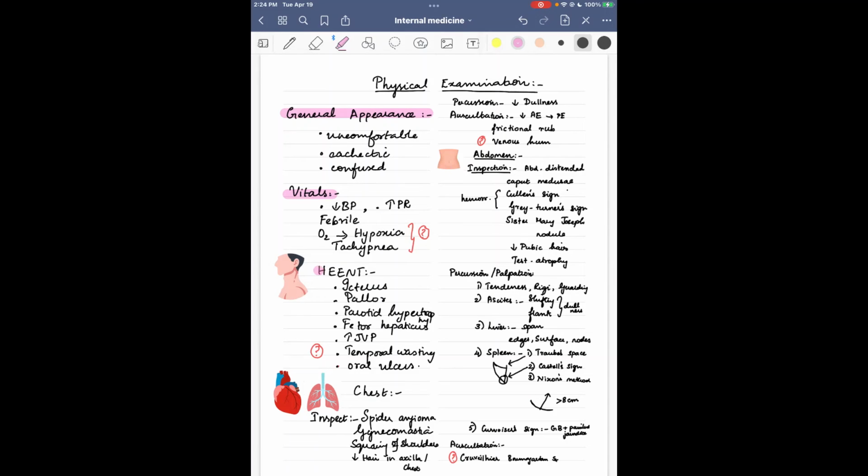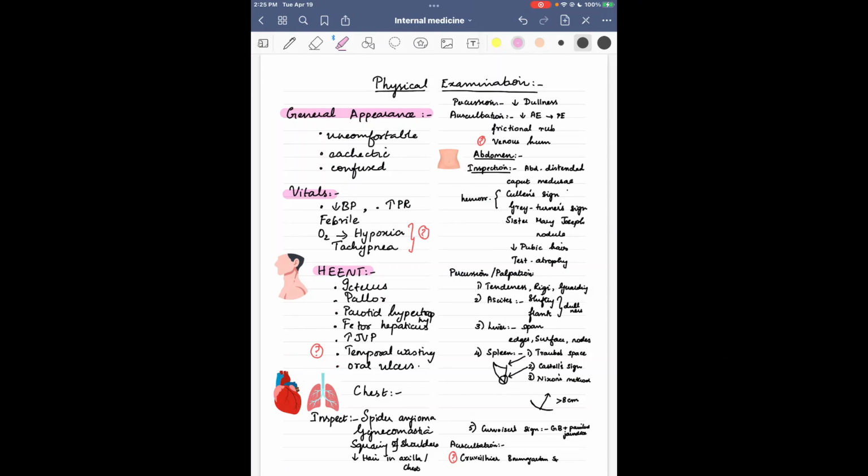And then we check the head, neck and throat. So there can be scleral icterus in the eyes and pallor, and if there is alcoholic liver disease, there can be parotid hypertrophy. Then fetor hepaticus, which is a characteristic breath that is seen in patients with advanced liver disease or alcoholic liver disease mainly. And please let me know if it is seen in other types of liver disease as well.